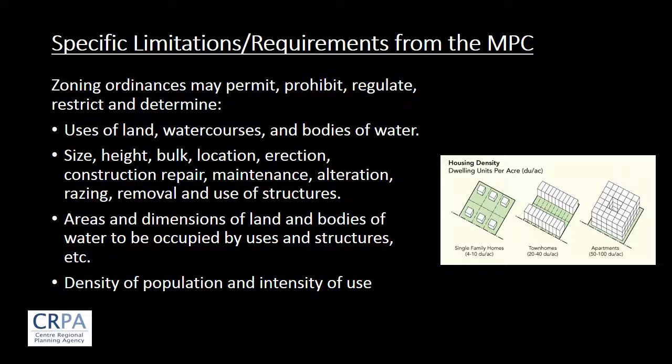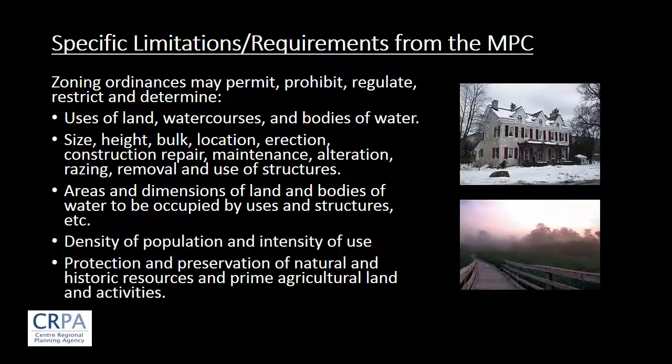Zoning can be used to regulate population density and general intensity of land uses, such as the difference between an R1 and an R4 zone. Finally, zoning can be used to protect and preserve natural and historic resources, and once again, prime agricultural land and farming activities.